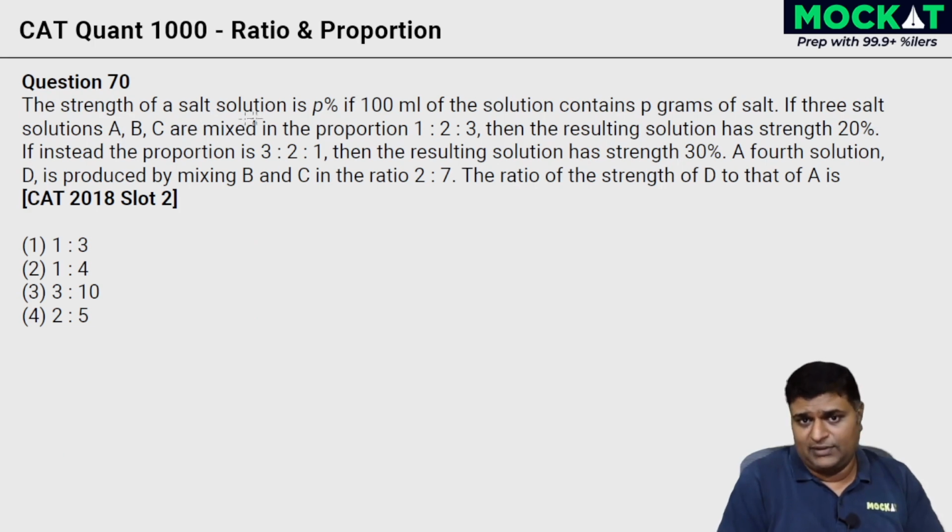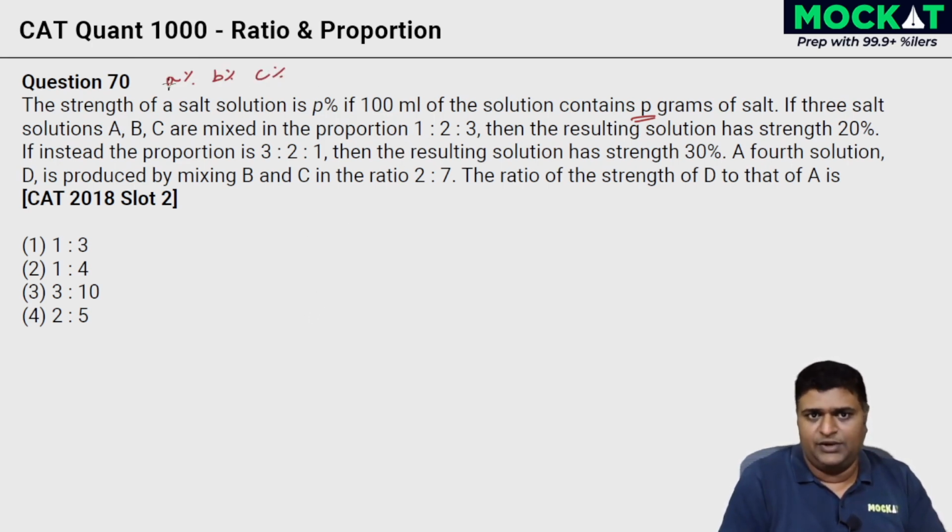The strength of salt solution is P% if 100 ml of the solution contains P grams of salt. If 3 salt solutions A, B and C are mixed in proportion 1:2:3, then the resulting solution has strength 20%. Do we know A, B and C what percentages they are? We don't know. Let's take them as small a, small b, small c. Let it be A%, B% and C%.